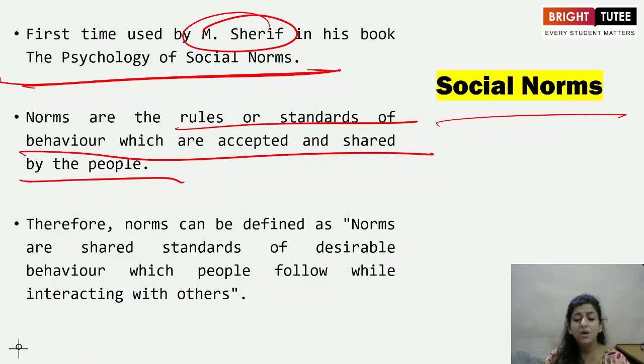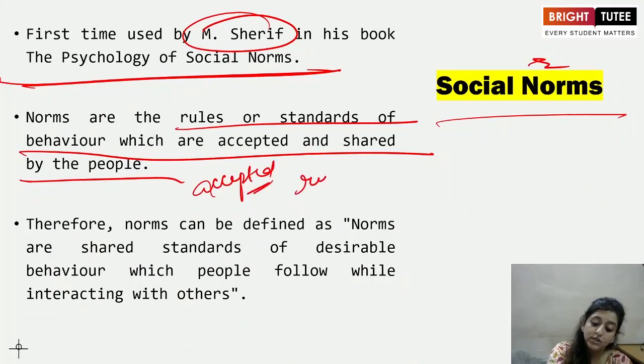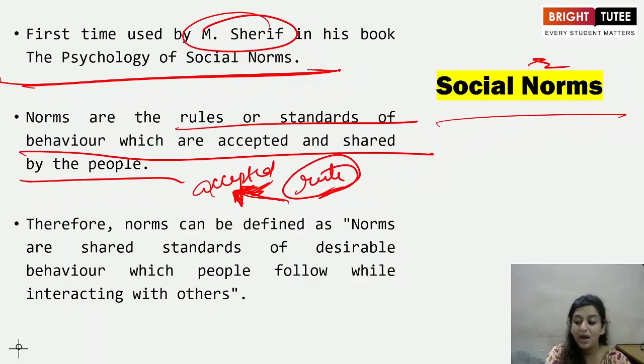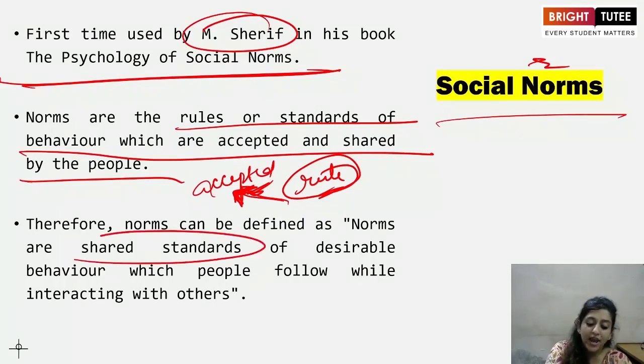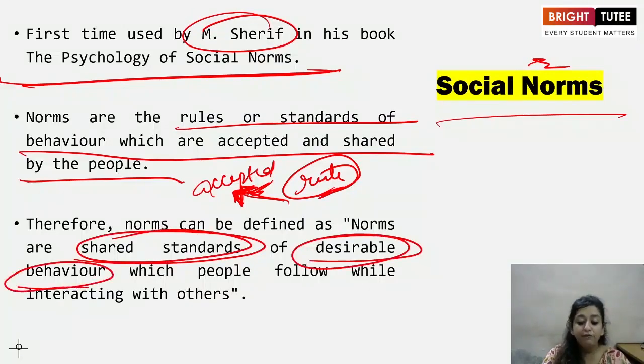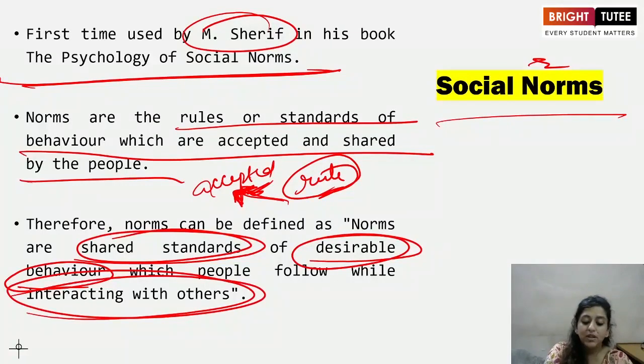I have used this term a lot of times. There are set norms, there are set aspects, there are set ideas. So norms are the kind of behavior, the kind of rules, the kind of standards that are accepted and shared by everyone in the society, known as social norms. So norms can very easily be described as the shared standards of desirable behavior which people follow while interacting with others.